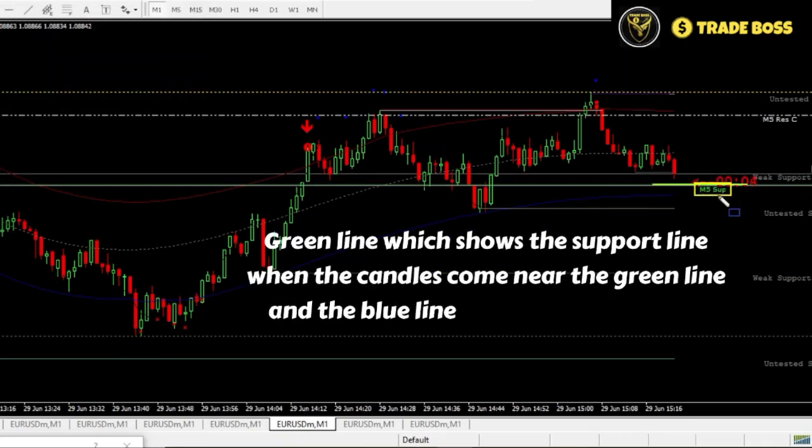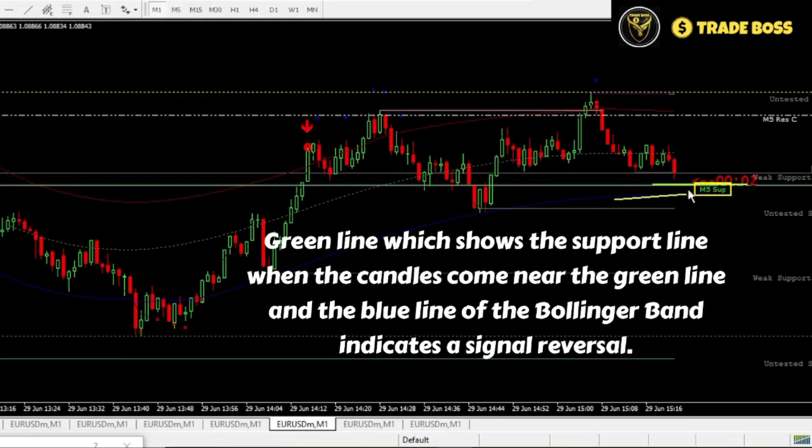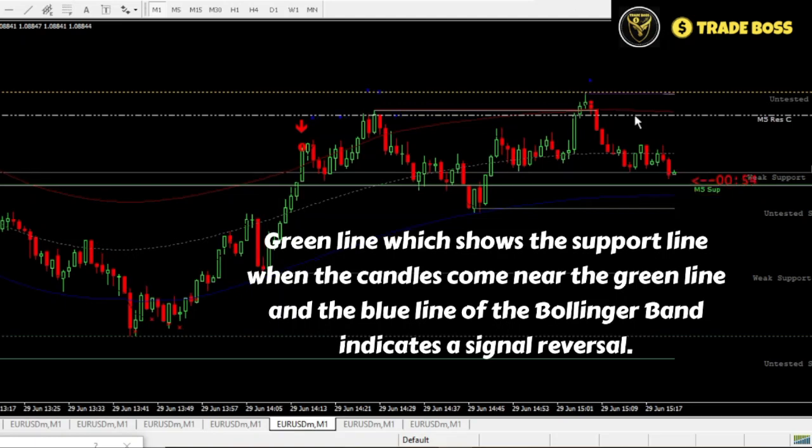Green line, which shows the support line. When the candles come near the green line, and the blue line of the Bollinger band, it indicates a signal reversal.